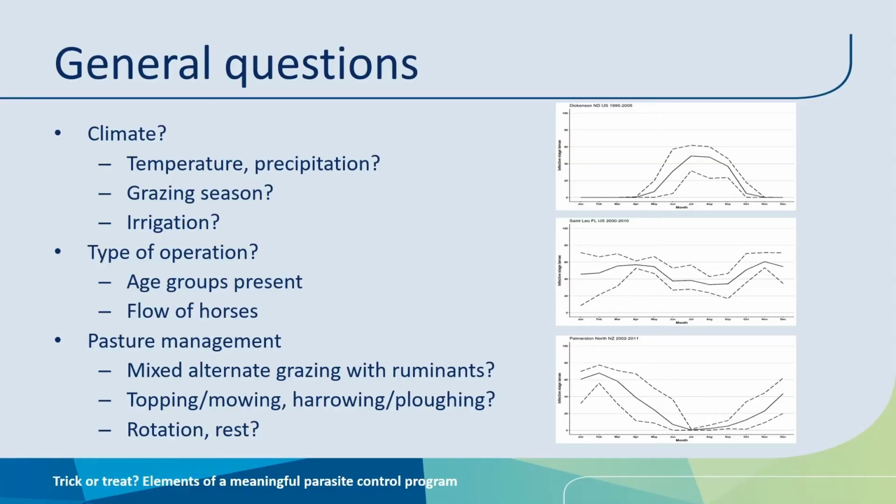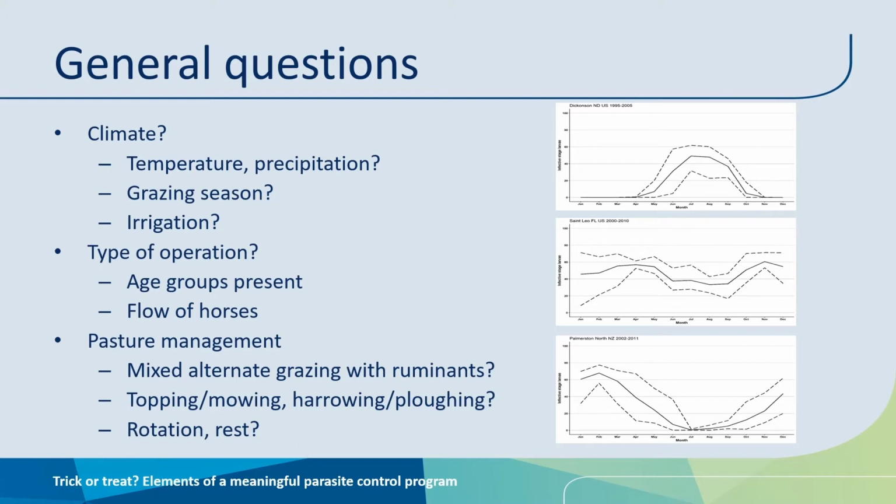So there are general questions that we have to consider, and here are just some of them that you have to keep in mind when you talk to the client. Climate and seasonality obviously are important, because they define where and when we have the parasite transmission seasons and the grazing seasons, when horses are on pasture and when they're not, and those all affect the parasite transmission pattern.